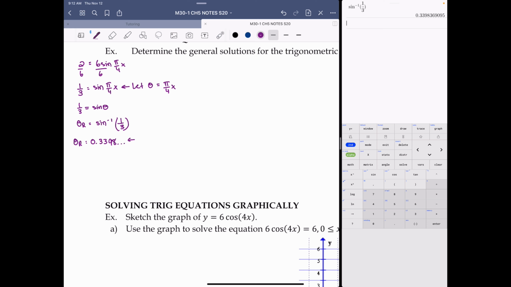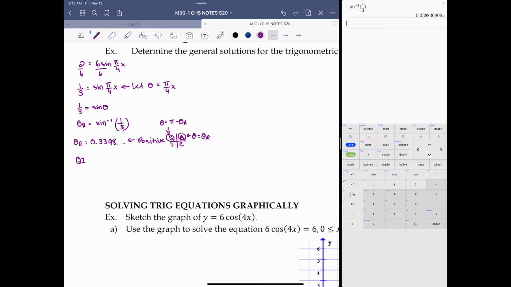This is positive. So sine is positive, which means in our CAST rule, we would have solutions in quadrant 1 and in quadrant 2. In quadrant 1, theta equals the reference angle, theta r. In quadrant 2, theta equals pi minus the reference angle. Let's calculate those.